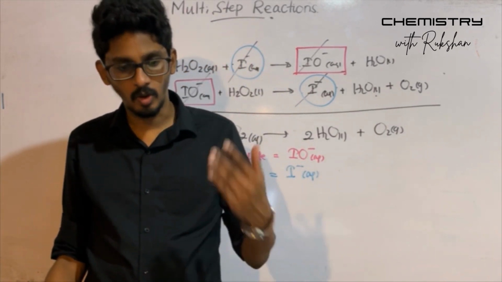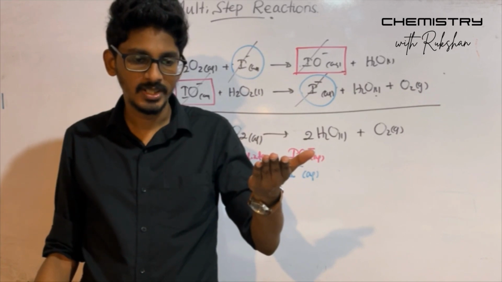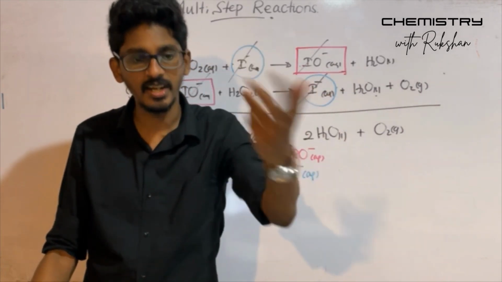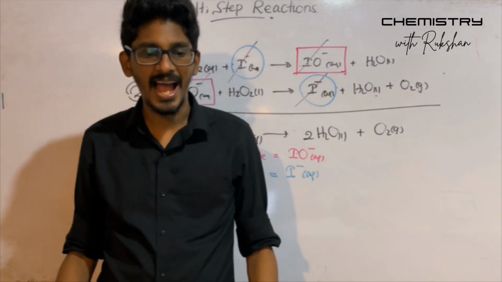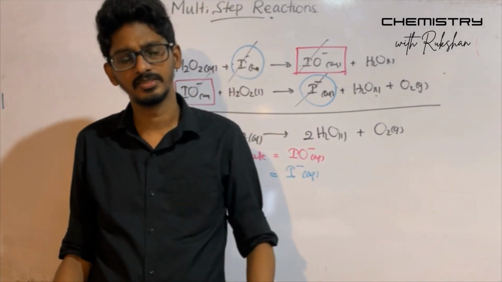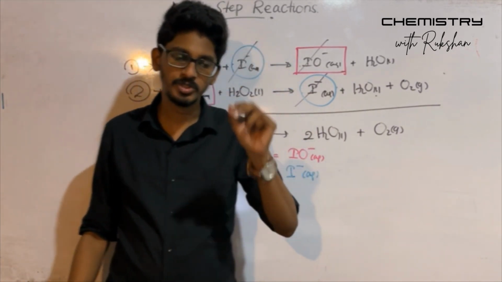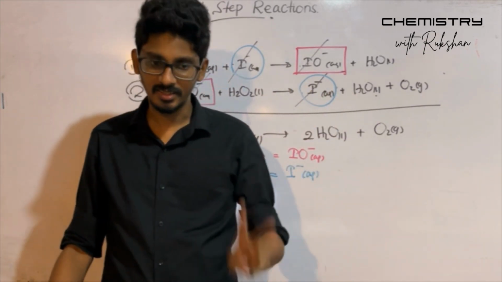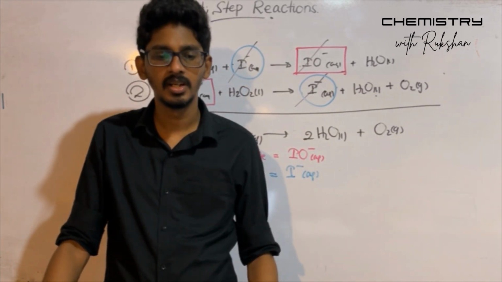Why? Because if a catalyst is involved, there should be a step to consume the catalyst and another step to regenerate the catalyst. At least two steps should be there to consume the catalyst and regenerate the same. So it becomes a multi-step reaction.